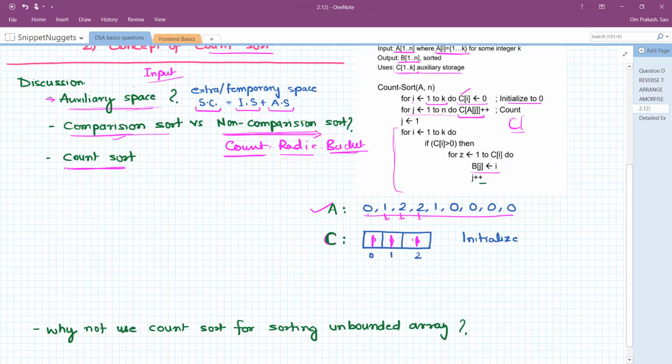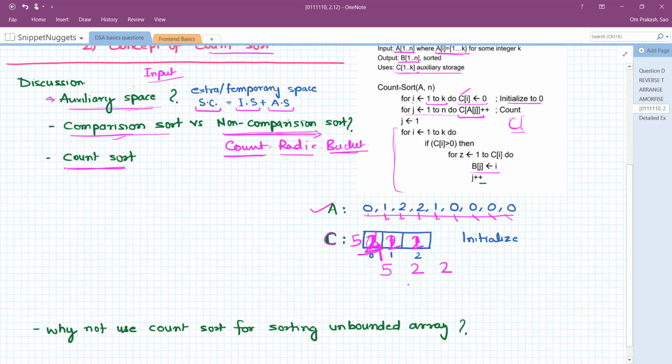So we will increase this as 2. Again we encountered 1, so we will increase the counter of 1 as 2. Again 0, so 2. Again 0, 3. Again 0, 4. Again 0, 5. Like that, so we have 5 zeros, 2 ones and 2 twos.